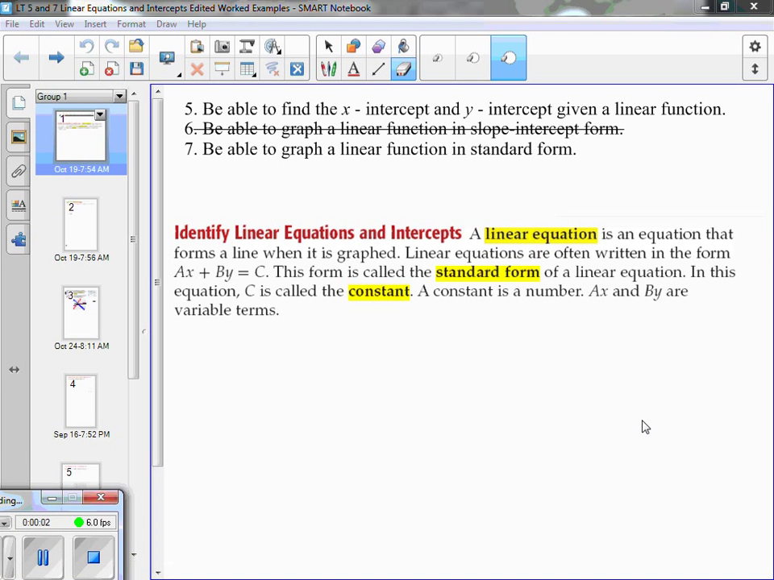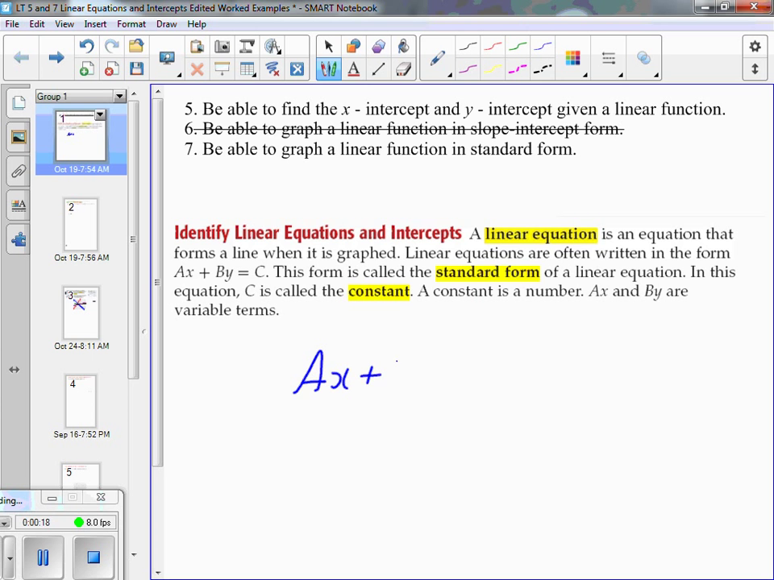So here we go. A linear equation is an equation that forms a line when you graph the equation. They're often written in the form ax plus by equals c, which is called standard form. Ax plus by equals c. Now, x and y are still the only variables.